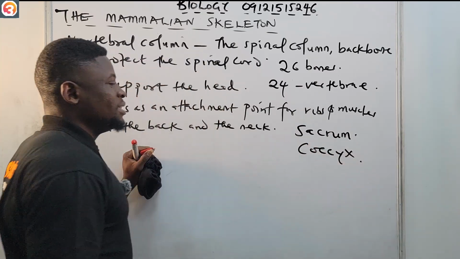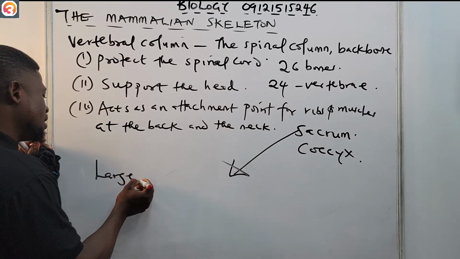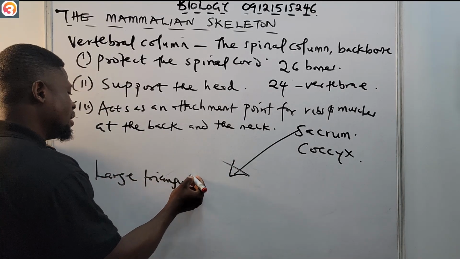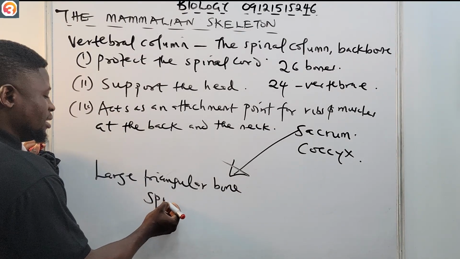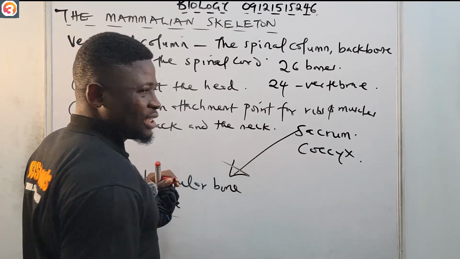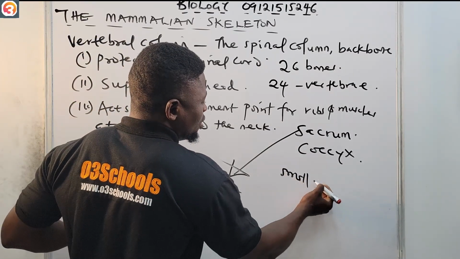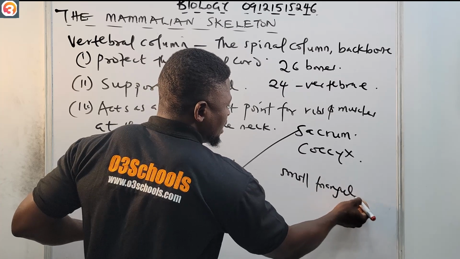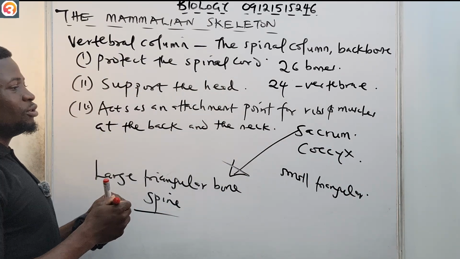The sacrum is a large triangular bone that is found in the spine. The coccyx is also a triangular bone, but a smaller one, that is found immediately after the sacrum. So please take note of all that.